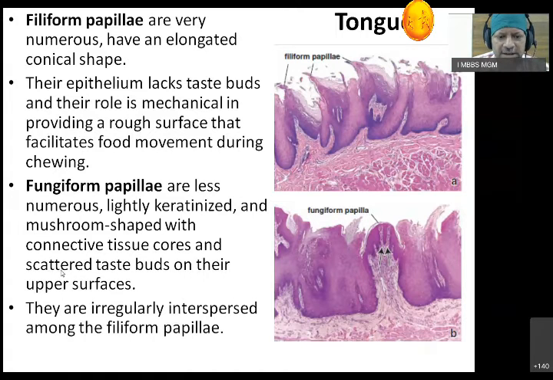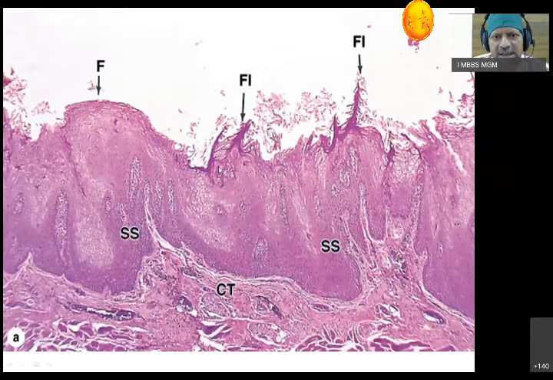As we go ahead, in the regular interspace, they are filiform papillas. This is how we can differentiate. These are the filiform papillas, these are fungiform. This is what we can see under the slide.